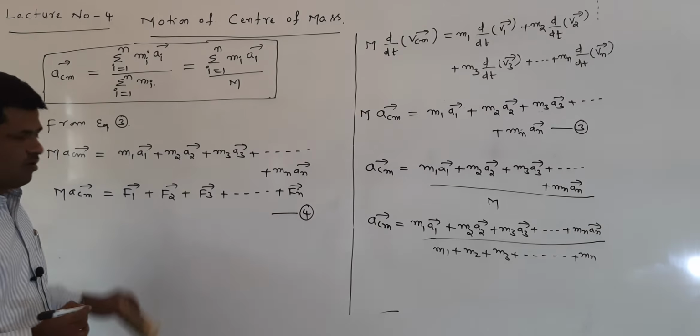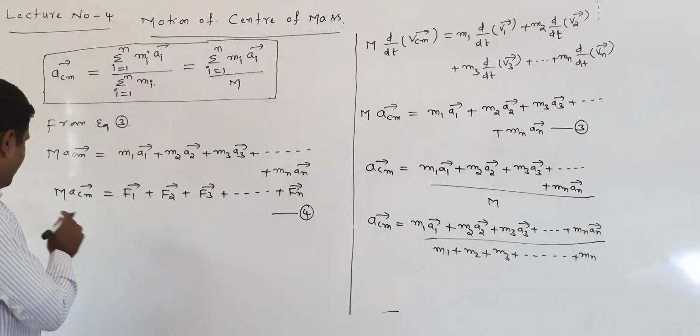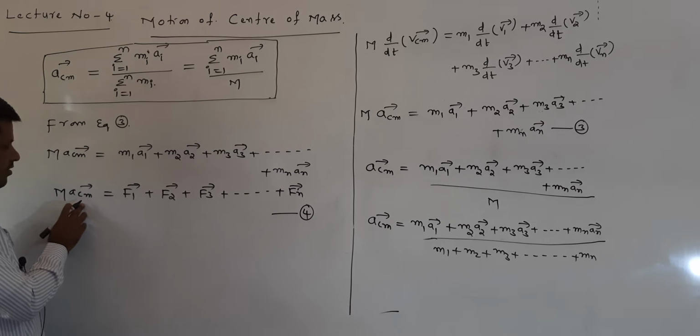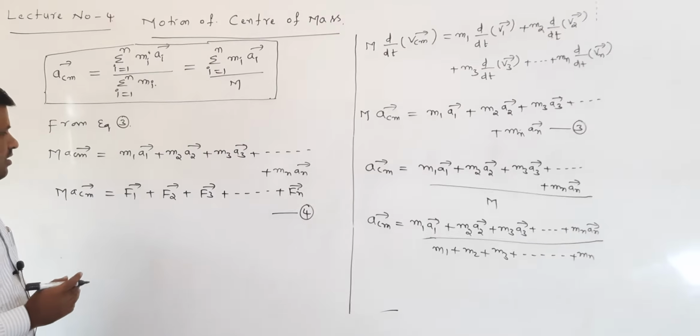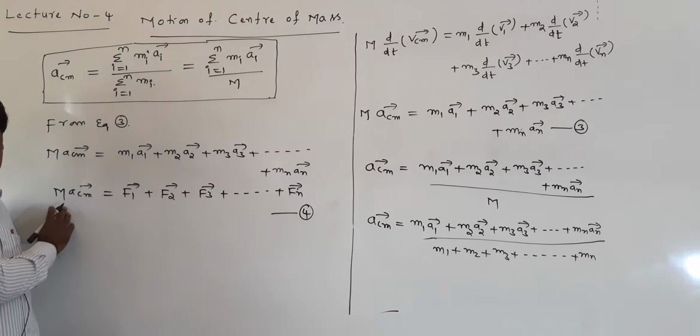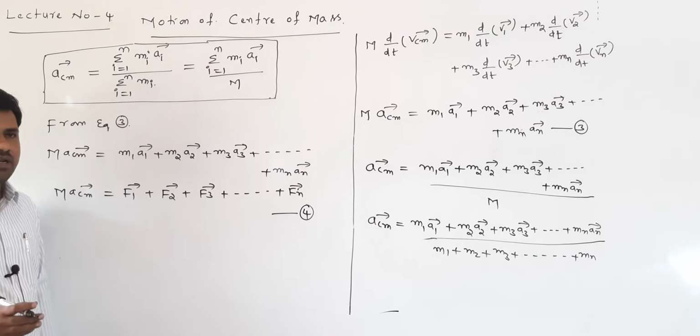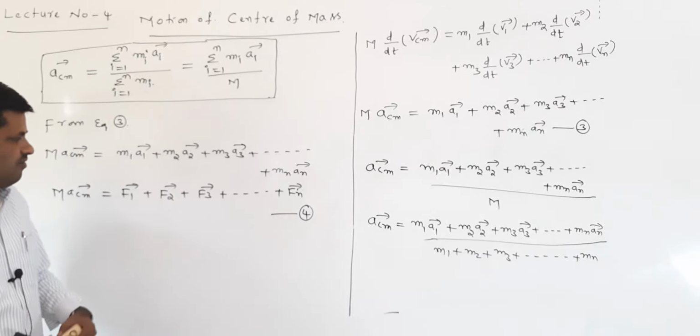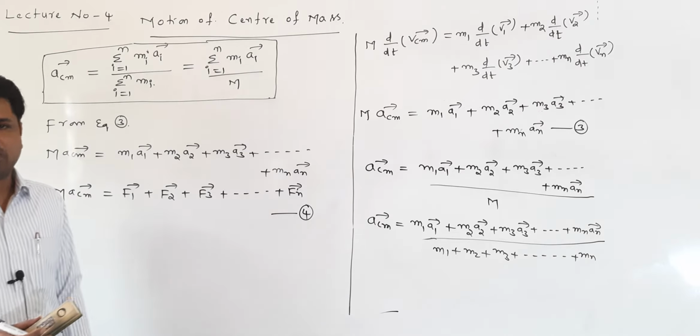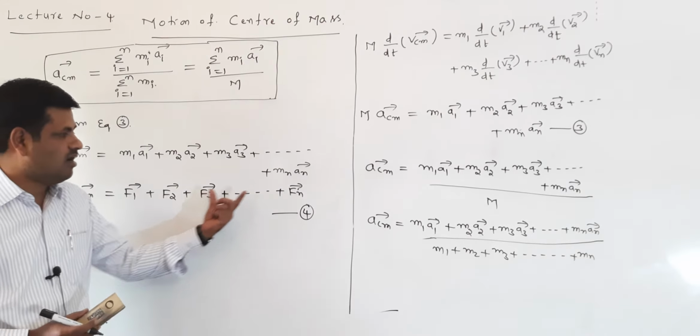From equation 4 we conclude that the product of the total mass of the system and the acceleration of the center of mass is equal to the vector sum of the total forces. Addition means vector sum. The vector sum of the total forces acting on the system of particles.